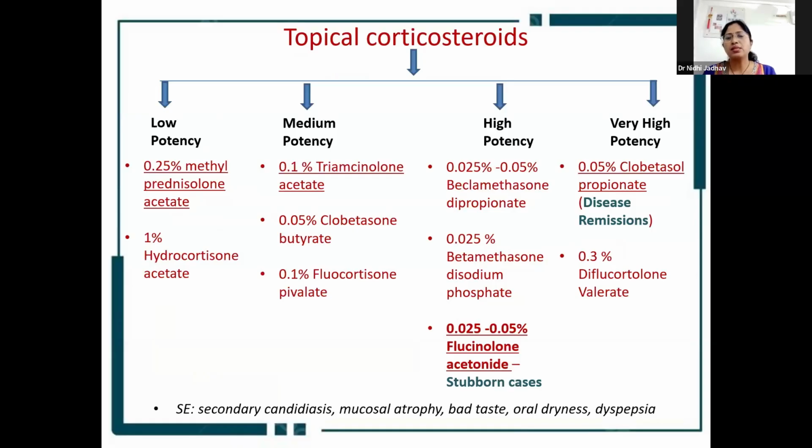Topical corticosteroids can be categorized into low, medium, high, and very high potency. In the low potency, we have methylprednisolone 0.25%, which is more commonly used. In the medium potency, there is 0.1% triamcinolone acetate. In the high potency group, we have beclomethasone dipropionate along with betamethasone disodium phosphate. And for the stubborn cases, we can reserve the fluocinolone acetonide use. And in the very high potency, we have the option of clobetasol propionate, especially when there are more disease remissions.